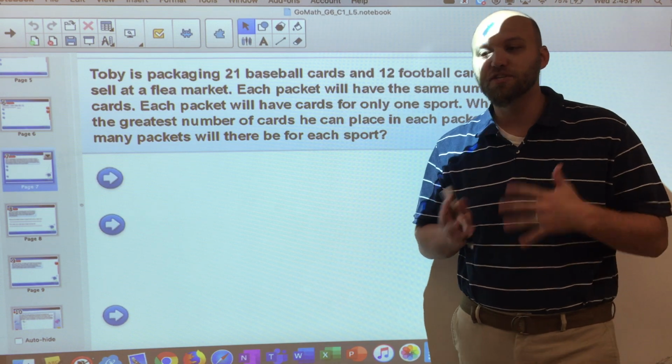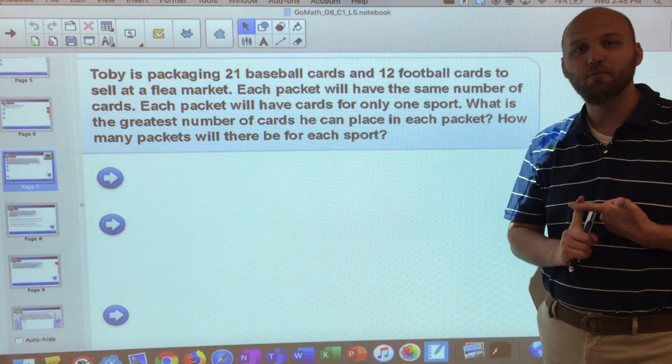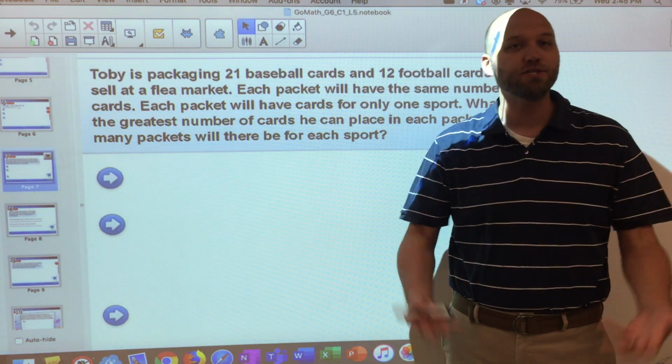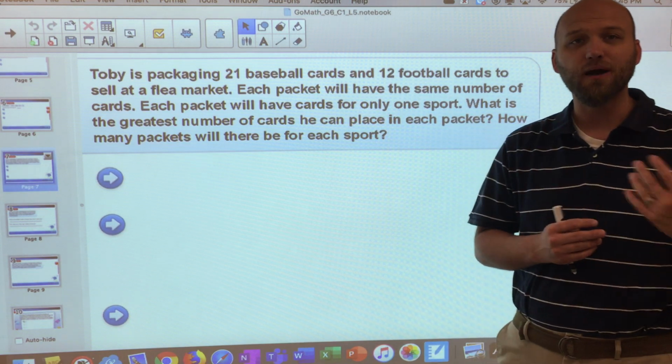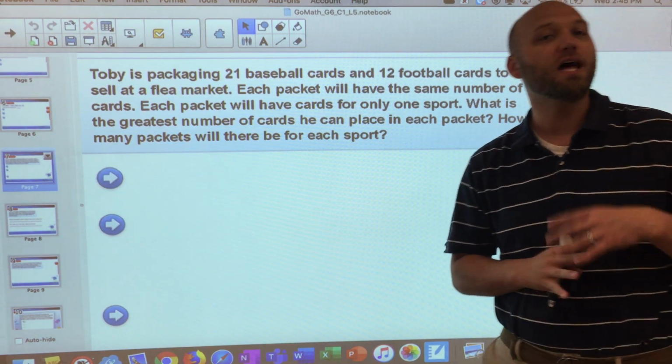Okay, so we just got done talking about greatest common factor. We've also been talking about least common multiple, and now we're going to start looking into where we would actually use these in the real world. How can we apply them to our lives? So with lesson 1.5, we deal a lot in word problems.